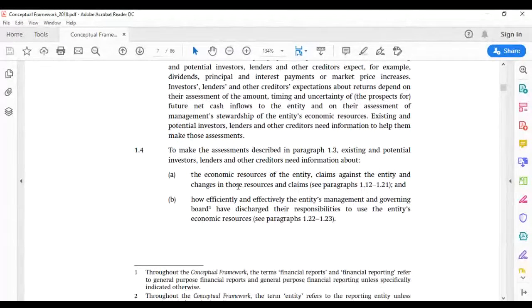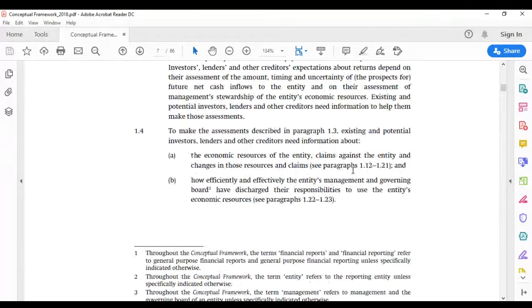Yes. Now, if we go to paragraph 4, I'm also going to ask you a few questions here. This is, like we said, the foundation upon which many other things in financial accounting are founded. So in paragraph 4, you can read through about the stewardship of the economic resources and so forth. In paragraph 1.3, they say existing and potential investors, or lenders, or creditors need information about the following things.